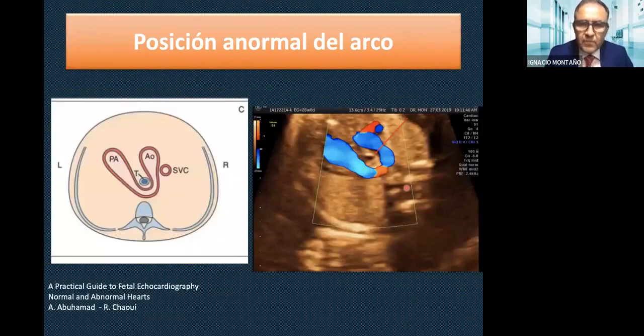Abnormal position of the arch. When we come across this image in the three-vessel trachea view, from left to right, the ductal arch, the trachea, the aortic arch. To the right of the trachea, we are looking at a right aortic arch, and the V image on the three-vessel trachea view will be replaced by a U.